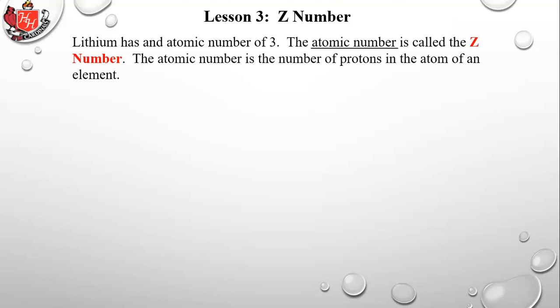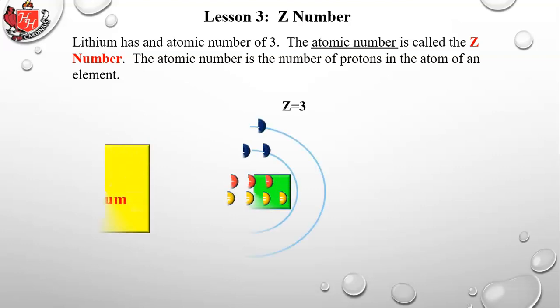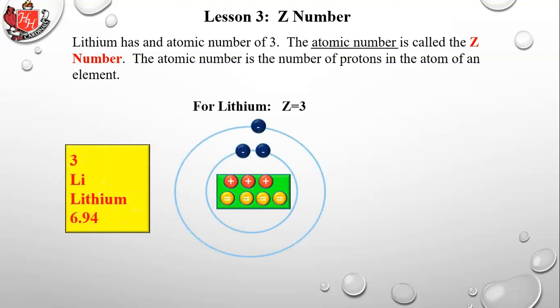So lithium has an atomic number of 3. The atomic number is called the Z number. The atomic number is the number of protons in the atom of an element. So here we take a look at lithium. That's the way it would appear on your periodic table. And you see it has 3 protons and 3 electrons.